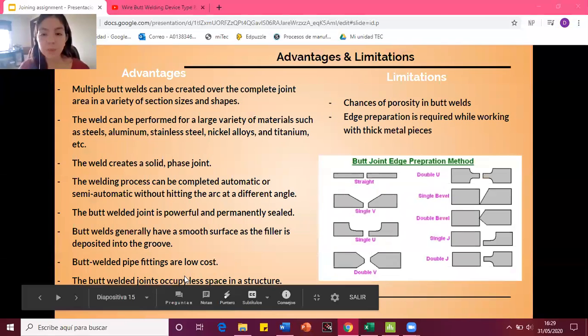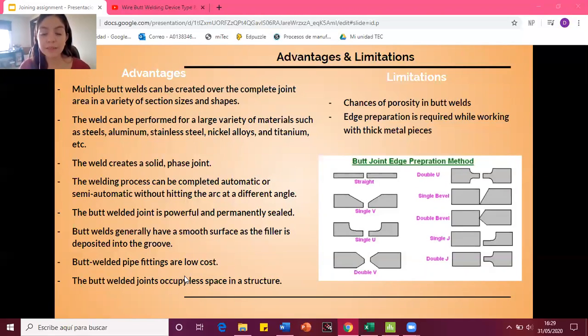As you can see, this process has more advantages than limitations. First, we're going to talk about the advantages. The first one is that multiple butt welds can be created over the complete joint area in a variety of section sizes and shapes. The second, the weld can be performed for a large variety of materials such as steels, aluminum, stainless steel, nickel alloys, and titanium. The weld creates a solid face joint.